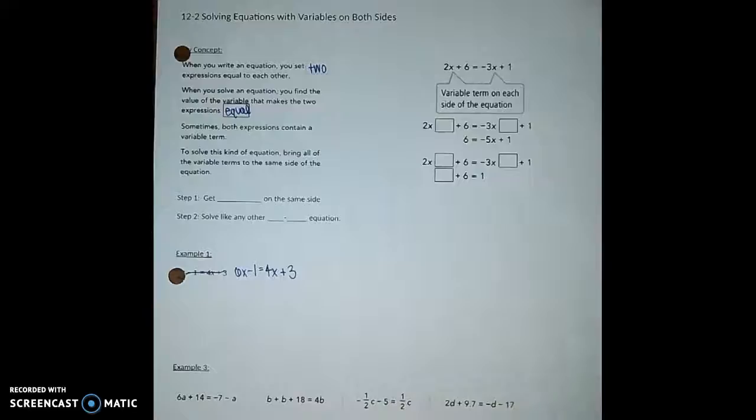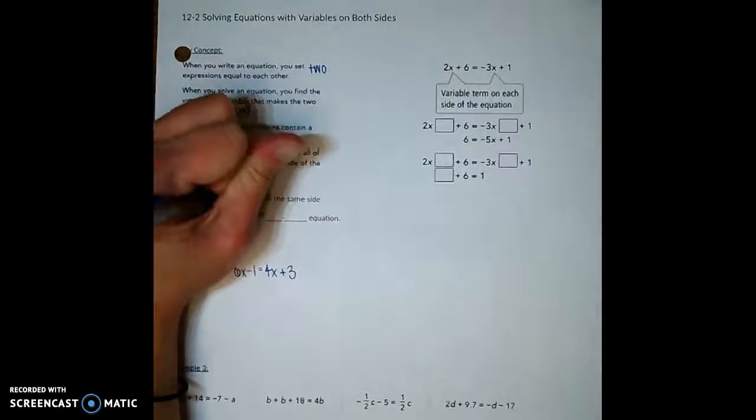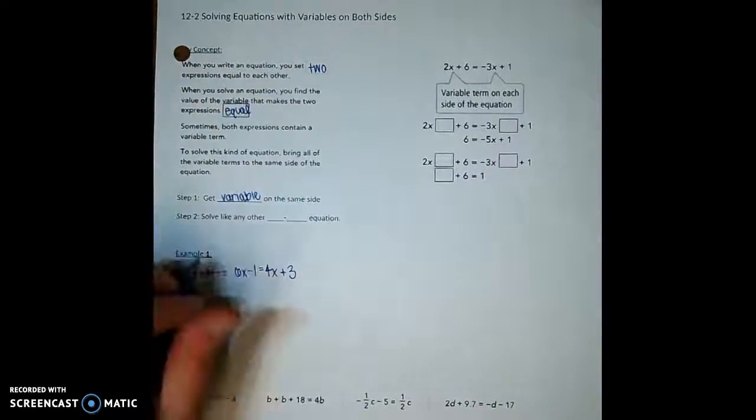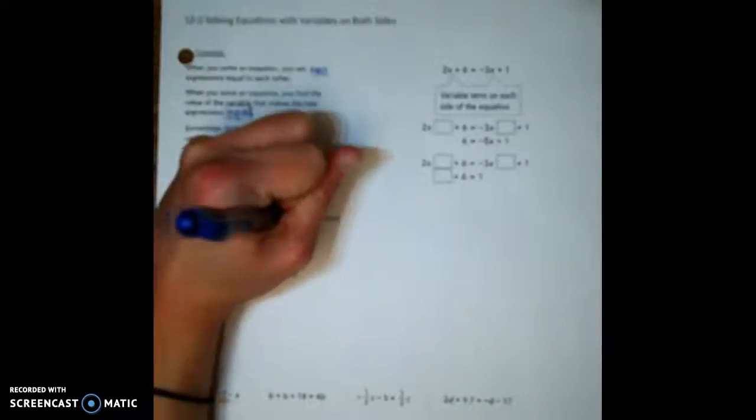Sometimes both expressions contain a variable term. To solve this kind of equation, bring all the variable terms to the same side of the equation. And so our steps that we're going to take when we solve equations where we have these variables on different sides of the equation is that we're going to get the variables on the same side, and then we solve it like any other two-step equation.